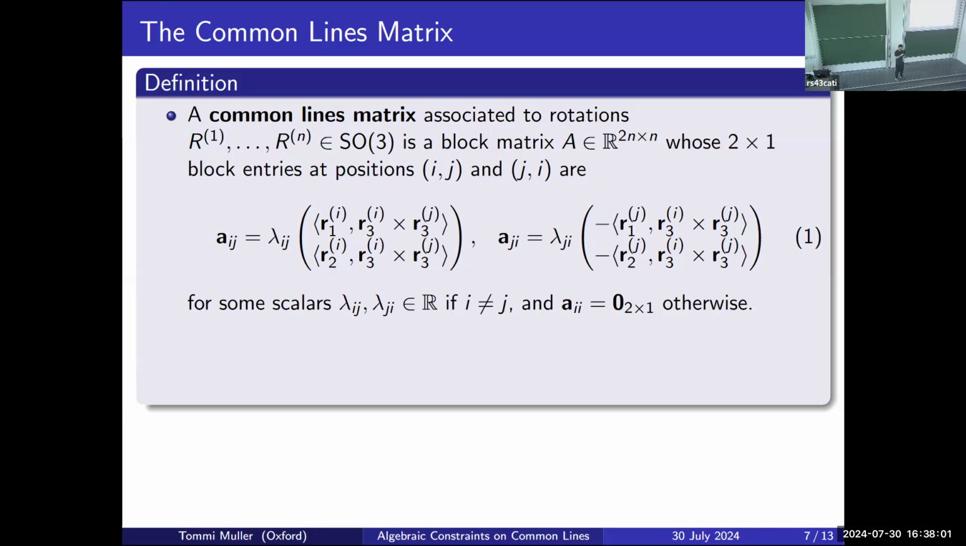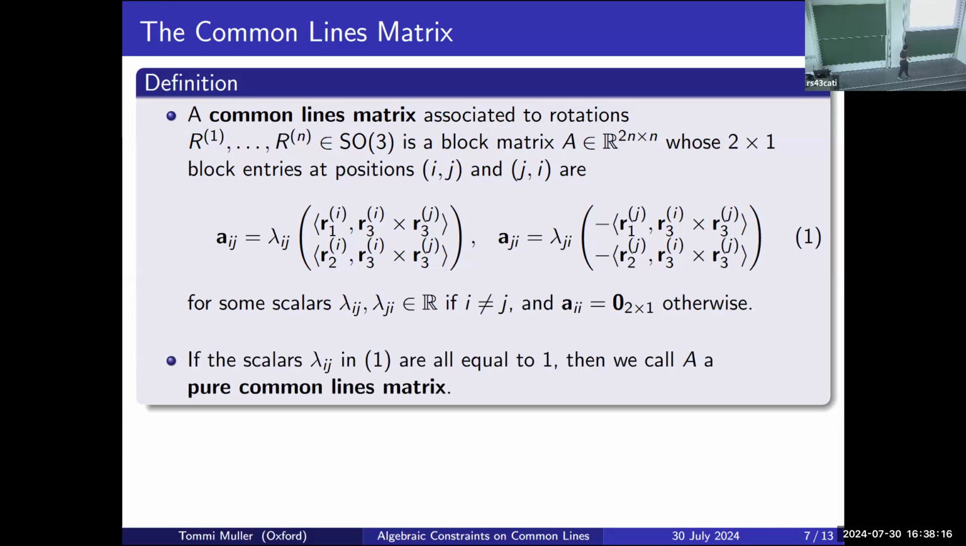So that's on the off diagonal of the common lines matrix. On the diagonal it is zeros, because if you set i equal to j here, you're going to cancel things and get 0. So that's what can be found from the images. When the lambda ij's are all equal to 1, this is what we call a pure common lines matrix. And the pure common lines matrix has many good properties.